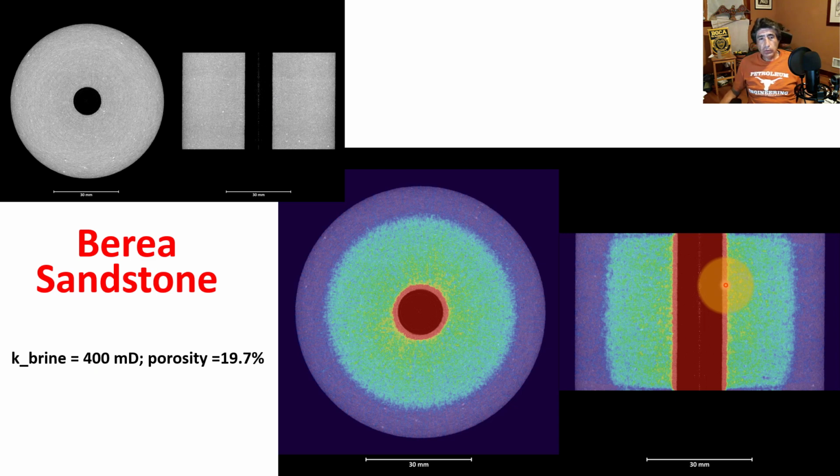And so I'm going to show you 2 cases. One is a Berea sandstone with permeability 400 millidarcies and a porosity close to 20%. And these are a CT scan of the sample before fluids begin to flow. And here is a CT scan of the sample after a certain time the fluids begin to flow.